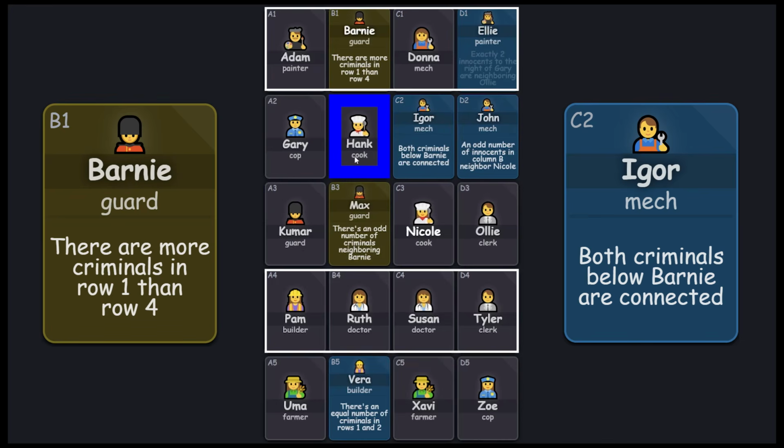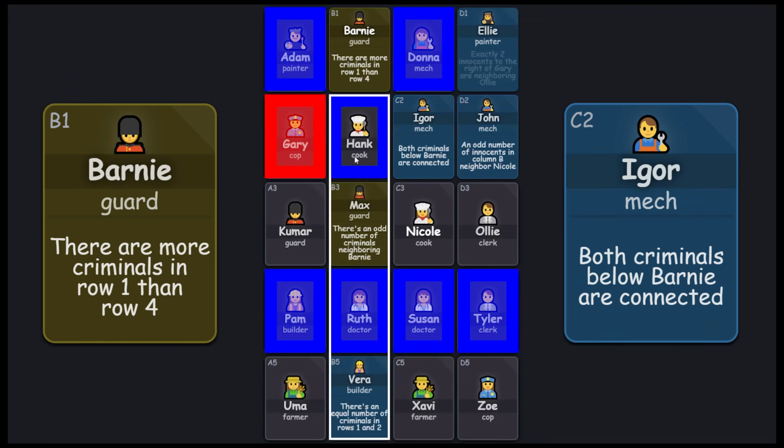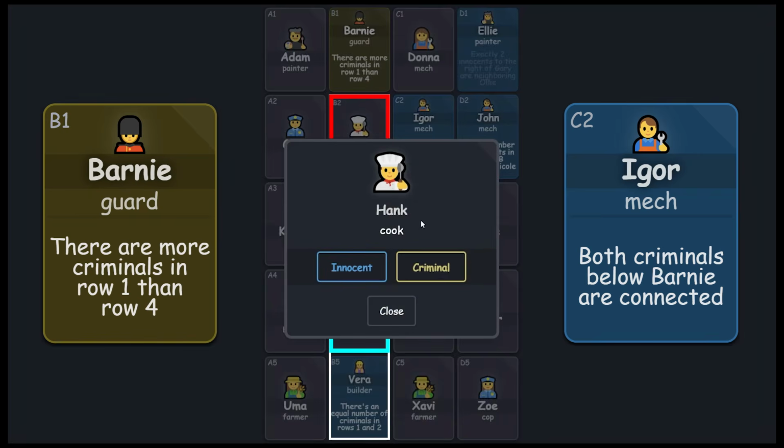So now I will assume Hank is innocent. Then row 1 and 2 would have one criminal, and following Barney's clue, everyone in row 4 would be innocent. But this time, there's only one criminal below Barney, violating Igor's clue. Therefore, we can mark Hank as a criminal and Ruth as innocent.